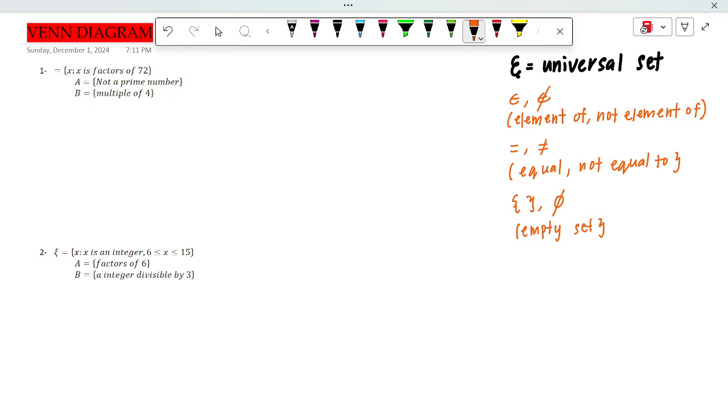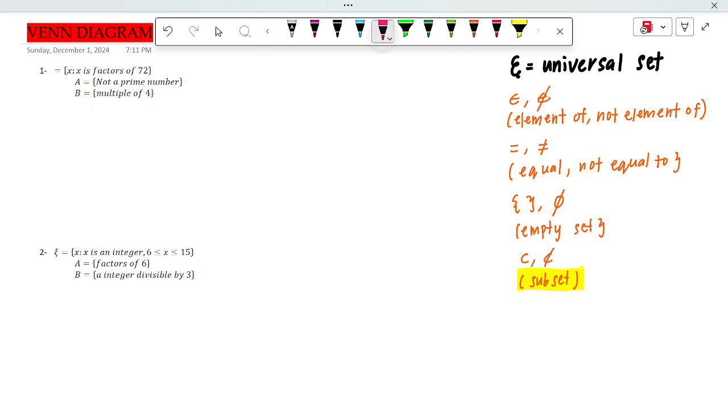Okay, last one is subset or not subset. What does subset mean? Subset means they are sharing the same elements in the same family. Subset and not subset, I'll discuss further when we are drawing the Venn diagram.